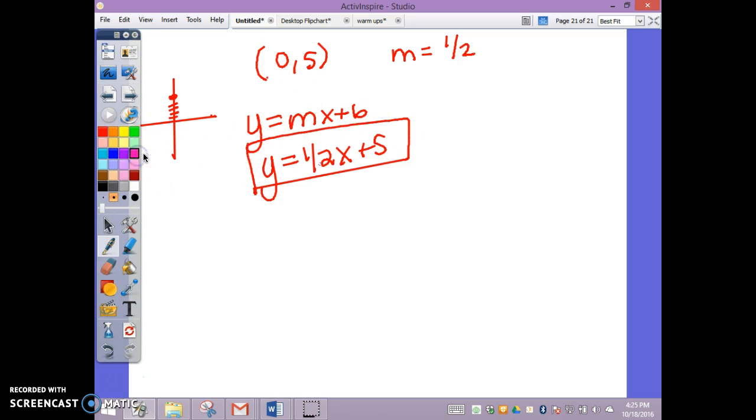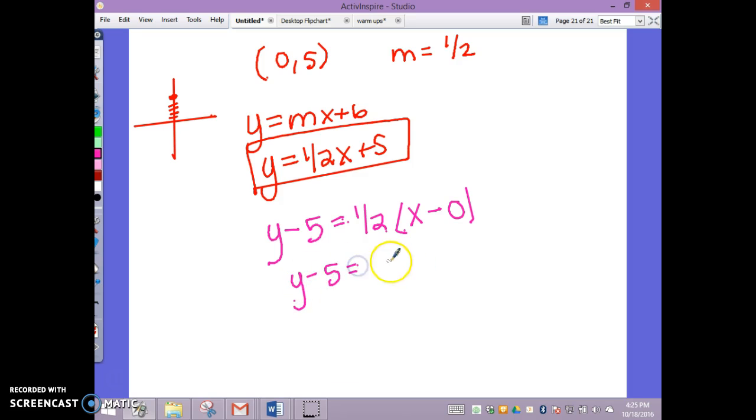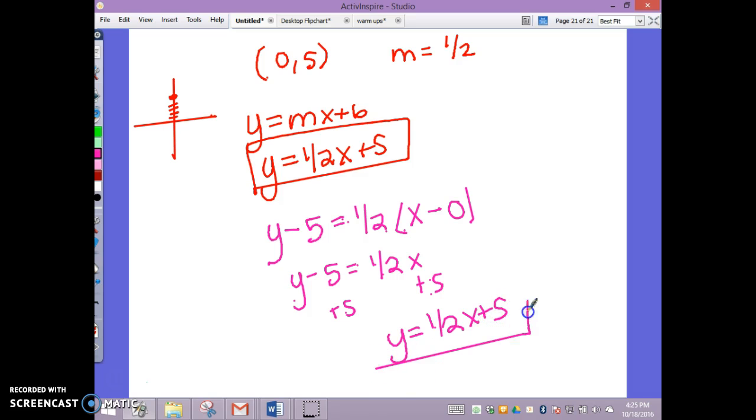I can write this actually in point-slope form too. y minus my y value is equal to my slope, x minus my x value. What's x minus 0? Just x. Add 5 to both sides. It's the same thing. So it just depends on what you're given, the way that's easier to write it. You can technically do every single problem either way.